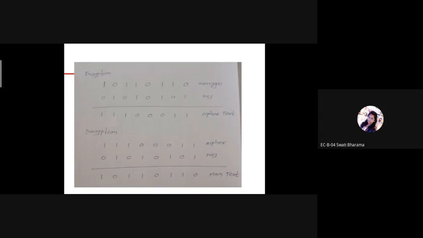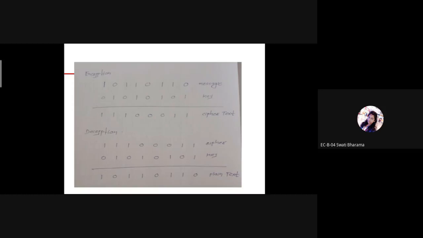Okay, so for decryption we first use the ciphertext. Our ciphertext will be 1 1 1, then three 1s, three 0s, then double 1. Now we have to use the same key that we used in the encryption. So can anyone do the XOR operation and tell me the plain text? This is the result of the XOR operation. What should be the output?